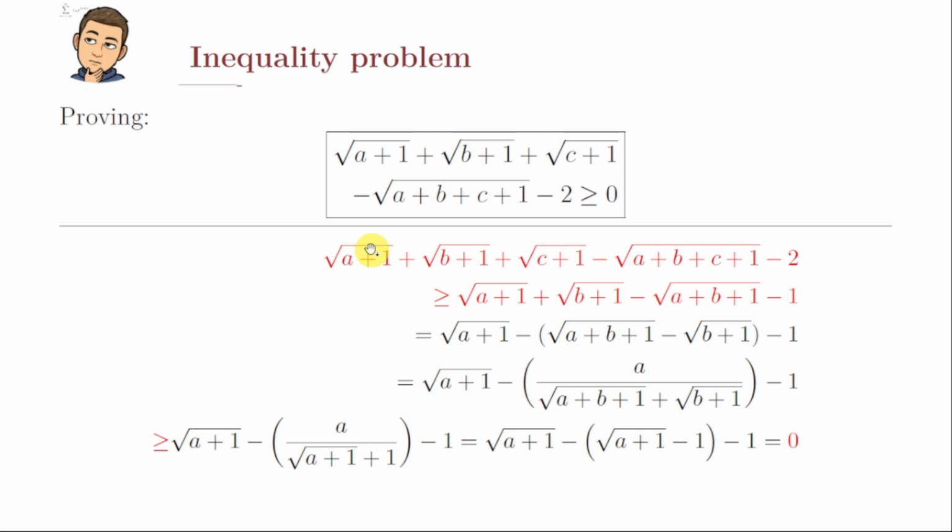So we have done proving that all of this, the square root of a plus 1, the square root of b plus 1, the square root of c plus 1 minus the square root of a plus b plus c plus 1 minus 2, is non-negative. That is the inequality here. So this is the first solution. This is a very interesting solution using multiplication by conjugate and elimination of variables.